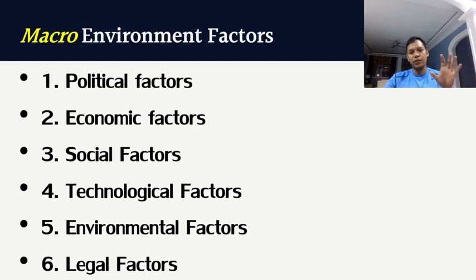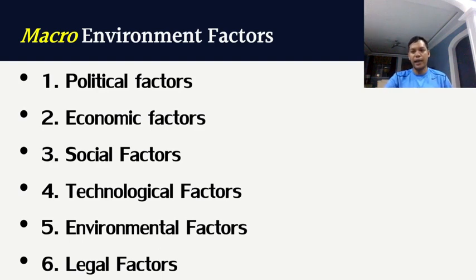We can easily control the internal environment because that is part of our business. And it's really hard to control the external environment. We can control some things in the micro environment, but we have a hard time controlling the macro environment factors. And these six are the examples of macro environmental factors. Number one is the political factors.